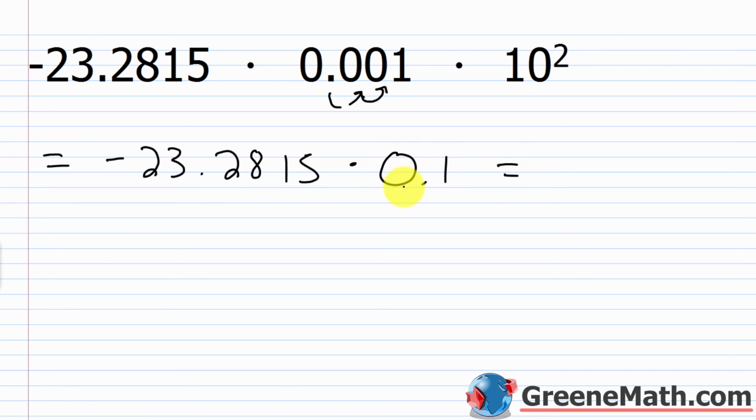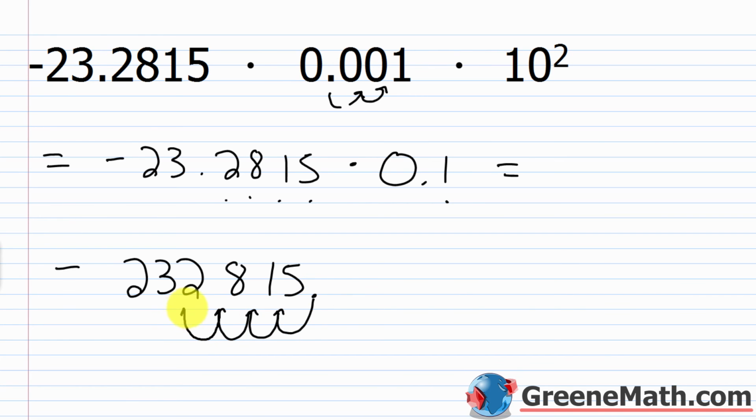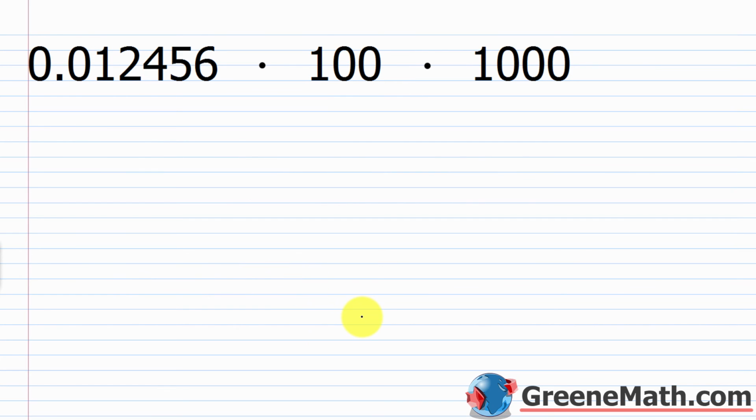Now I know that negative times positive is negative, so I know the answer is negative. If I were to pretend these are whole numbers, I would do 232,815 times 1. Well, that's just going to give me 232,815. At that point I just have to figure out where to put my decimal point. I have 1, 2, 3, 4, 5 decimal places between both factors here. So the decimal point's going to go 1, 2, 3, 4, 5 places to the left, and I'd end up with negative 2.32815.